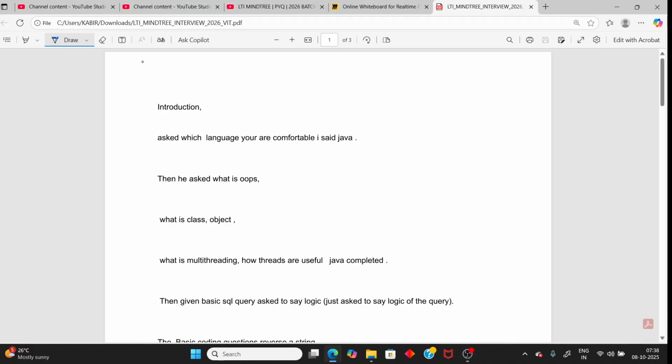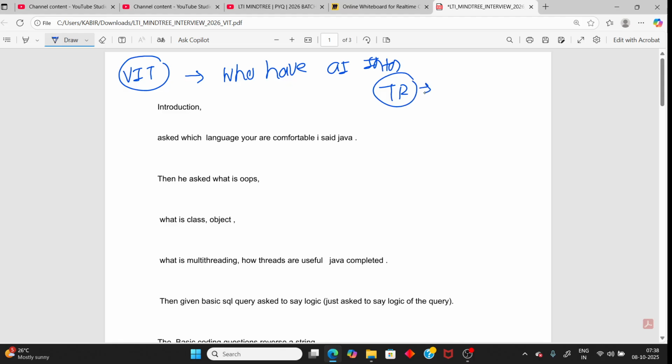Hello students, in VIT college, the LTI Mindtree interview has been done for the people who gave the AI interview. The technical interview is an elimination round. After technical, you have the HR round. And the AI interview is a non-elimination round, as I mentioned from the beginning. In VIT college, everyone who gave the AI interview was selected for the technical interview.